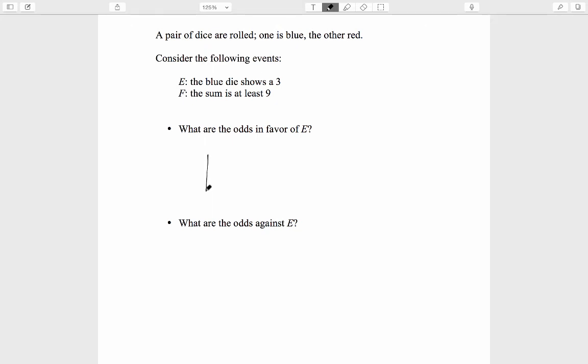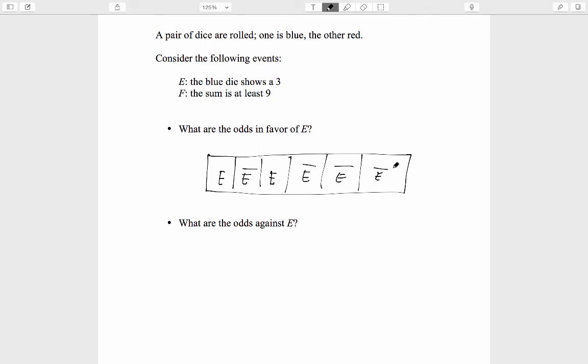Before we do anything else, let us draw a strip diagram. E pertains only to the blue die, so what should an ideal data set look like? It should have 6 die rolls in it, 6 outcomes in it. We can label this by 1, 2, 3, 4, 5, 6, but we really just want to keep track of how many times does E occur, how many times does E not occur. So in the third box here, I'm going to write E, and in the rest of the boxes, I'm going to write E complement. For every 1 time that E does occur, there are 1, 2, 3, 4, 5 times that E does not occur.